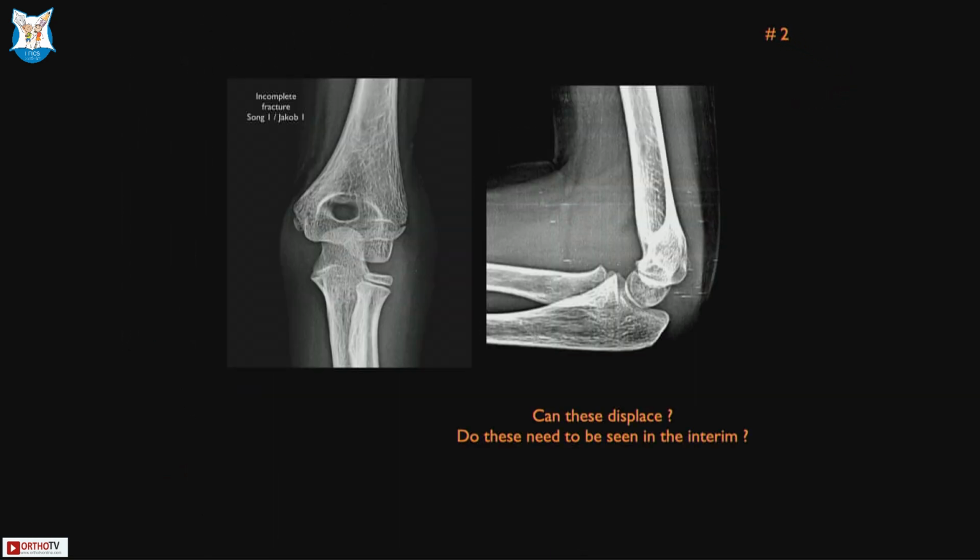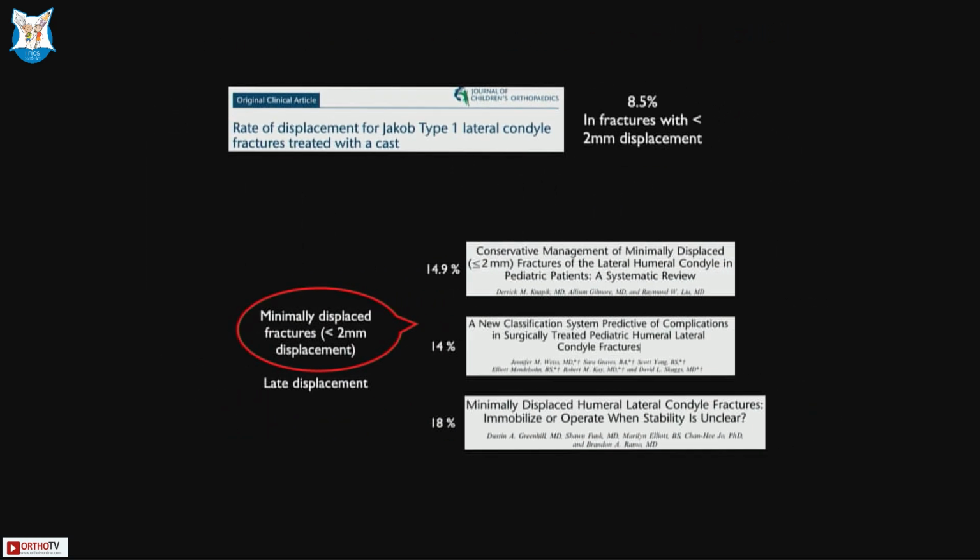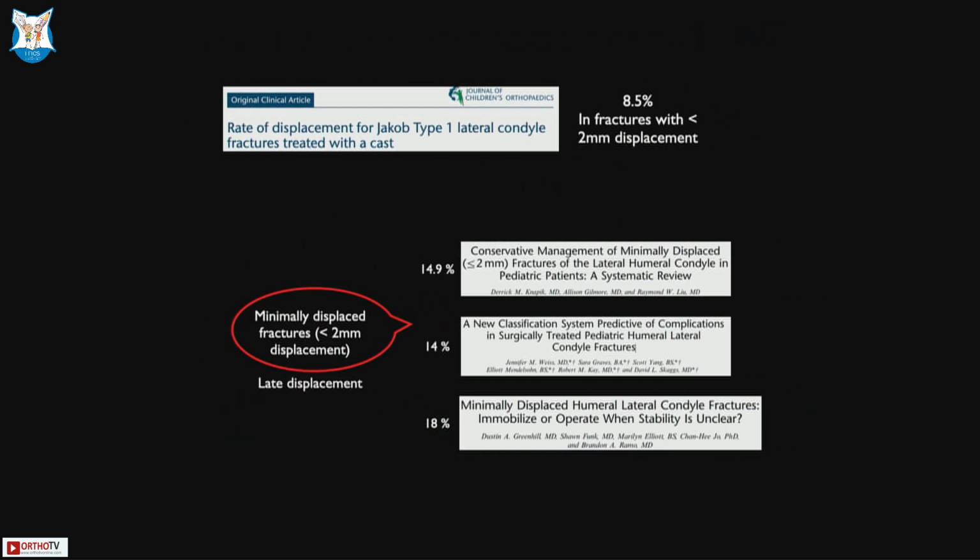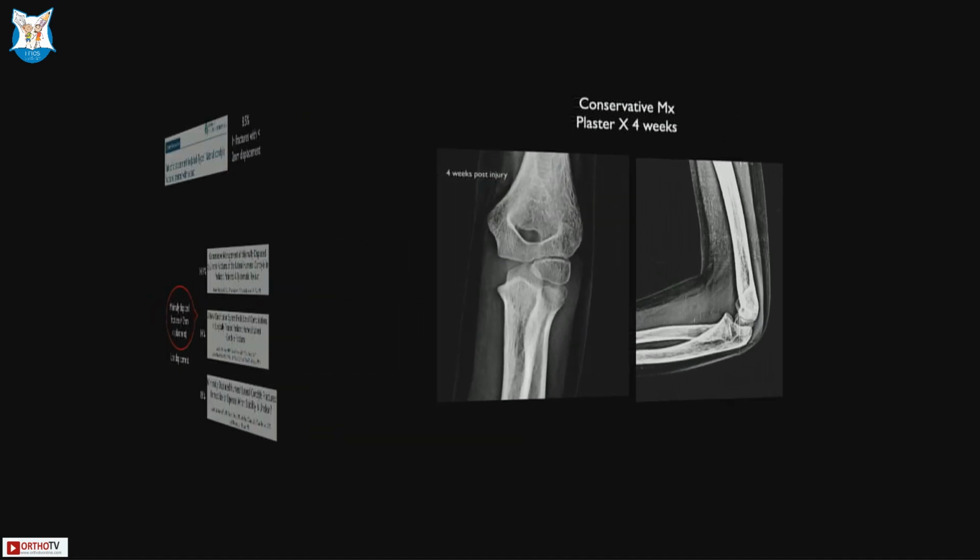So this is a truly incomplete fracture. It's stopping well short of the metaphysis. So you can treat it conservatively, but you really need to know what is going to happen. Do they displace in the interim? Depending on what you read, there is some risk of displacement even in the minimally displaced. Not necessarily the incomplete fracture, but those with less than 2 millimeter displacement can displace. So you need to watch them closely.